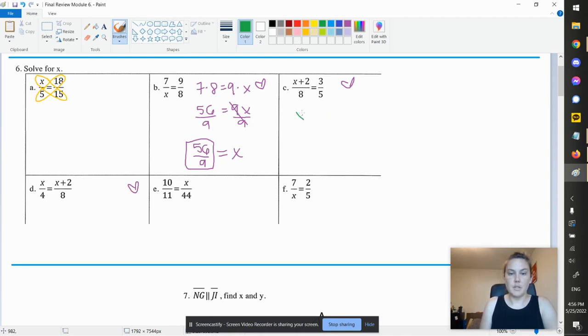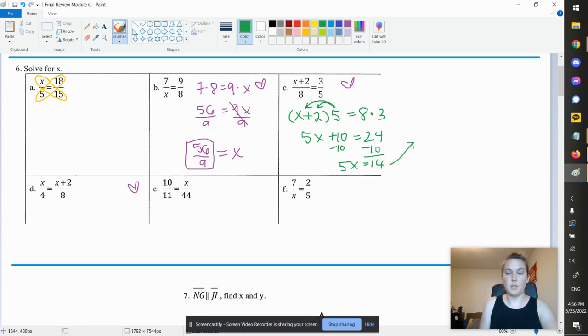All right, whenever we've got an x plus 2 going on, same thing. The first thing we do is x plus 2 times 5, and we want to do all of x plus 2 times 5, so I'll put it in parentheses to make sure the 5 gets distributed to all of it. And then 8 times 3 on the other side. This becomes 5x plus 10 equals 24. I subtract 10 from both sides. I get 5x equals 14, which means x is 14 divided by 5, because I divide both sides by 5 to get x.